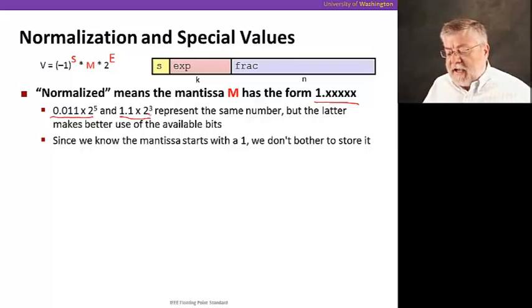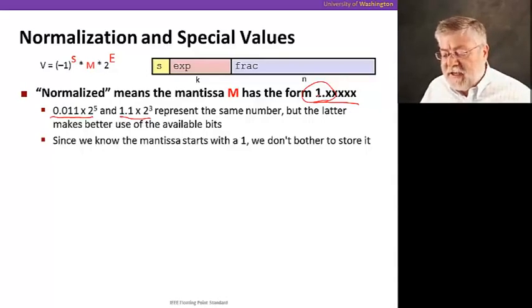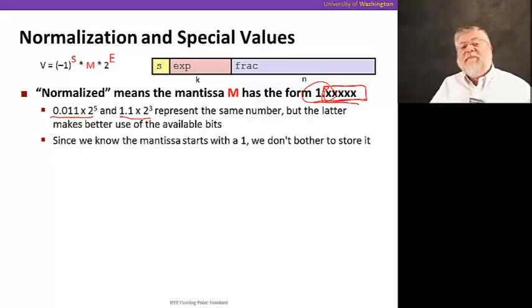And actually, since we know the mantissa is always going to start with that 1 point at the beginning, we're not even going to bother to store that in our representation. Why waste a bit on something we know is always going to be there? So that's why the fraction doesn't encode the mantissa exactly. The fraction only encodes this part of the mantissa, those binary digits to the right of the binary point. It does not encode the 1 to the left.